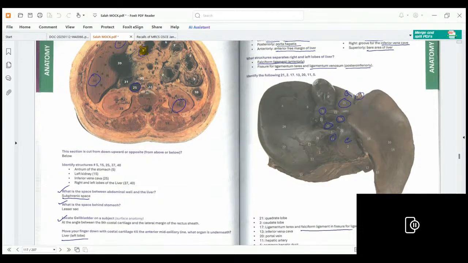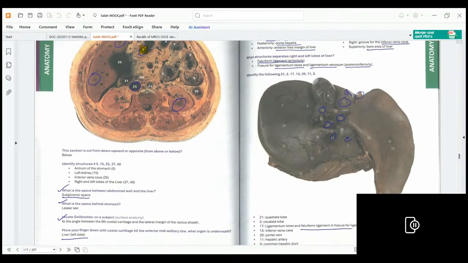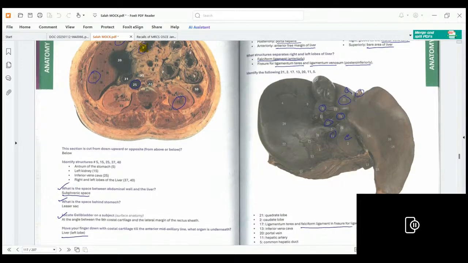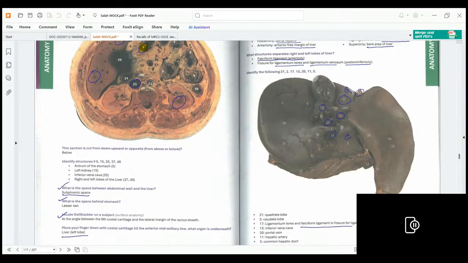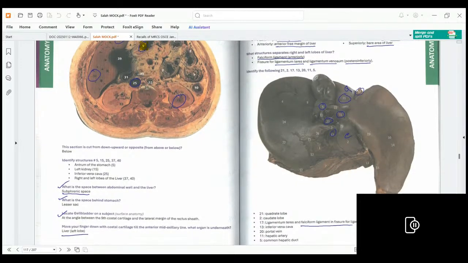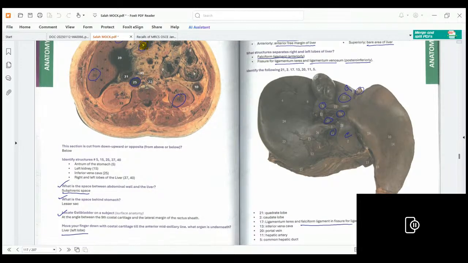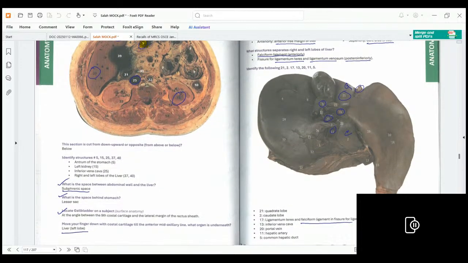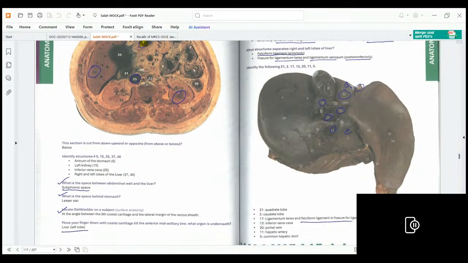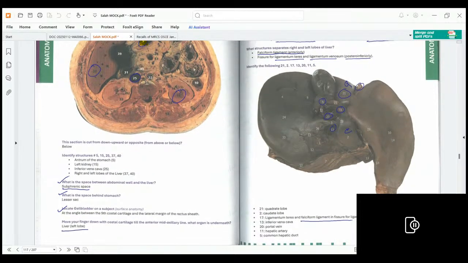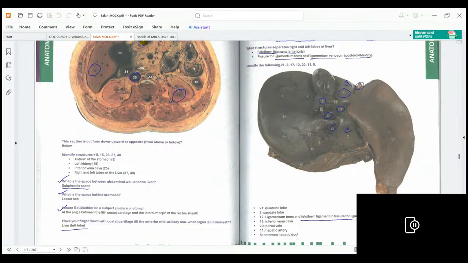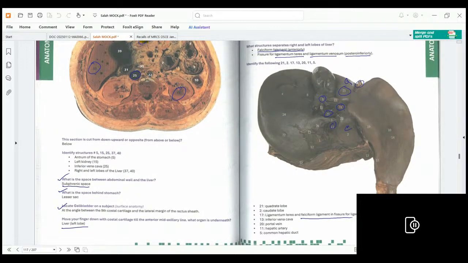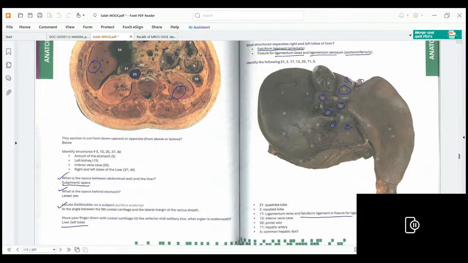Okay. Identify the structure number five. Structure number five is antrum of the stomach. Left kidney, number 15. Inferior vena cava, number 25. Number 25 is inferior vena cava. Number 37.